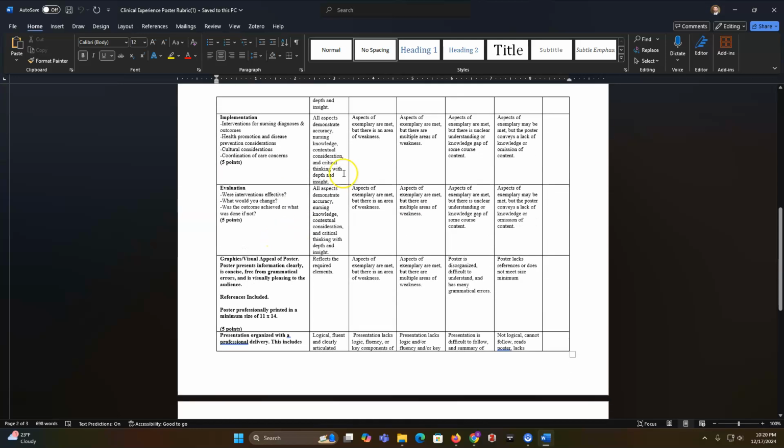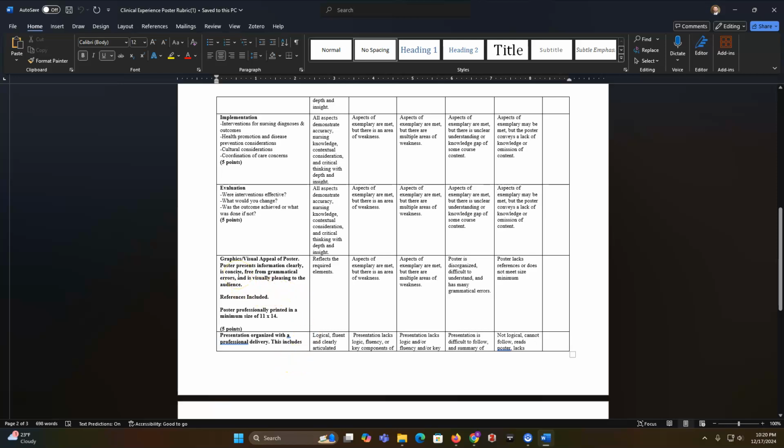Looking at the implementation, what did you do? What was your interventions that you did? How did you promote their health, prevent diseases, cultural considerations, coordination of care, all those things that we just talked about? And did you do that? Evaluation, was it effective? What would you change? What were your outcomes? All those kind of things. And what depth did you do?